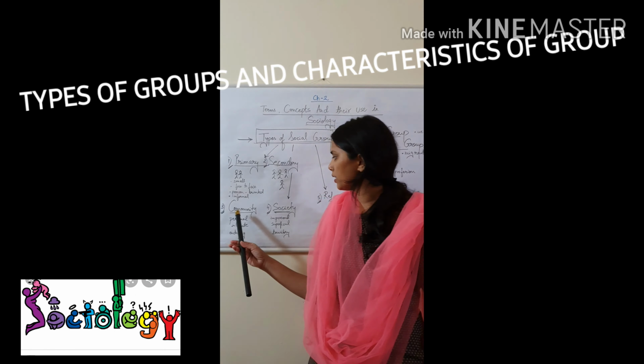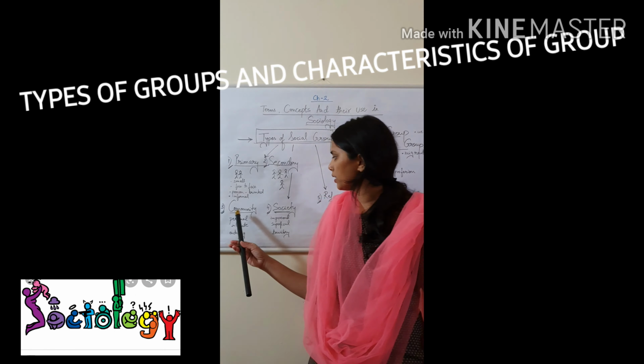Next is community and society. Community is another type of group, in which people have personal relations. It is enduring, with personal, informal, close relations. Enduring means it is there for a longer time. And the opposite of community is society. In society, there are impersonal or formal relations. Here it's informal, this is formal.